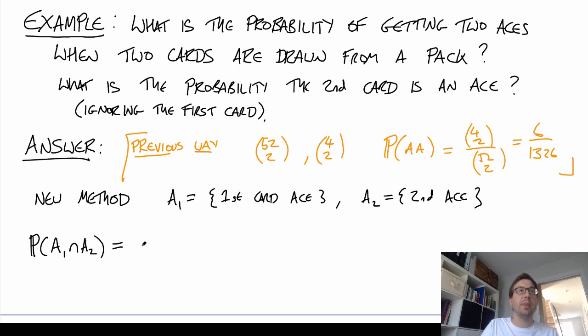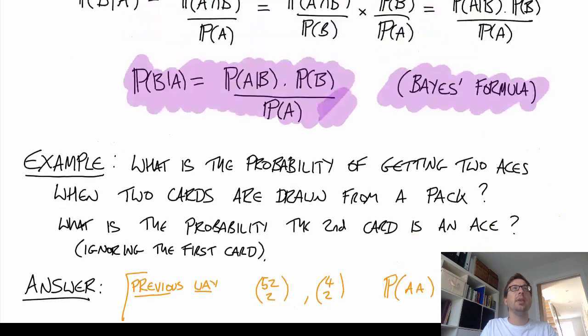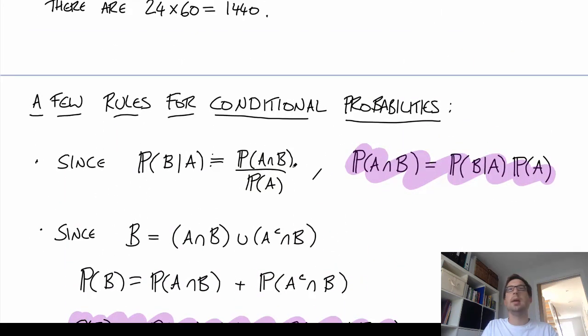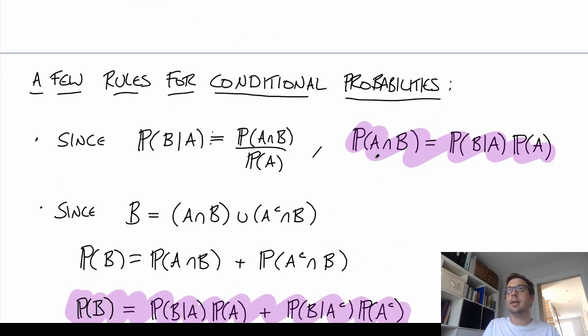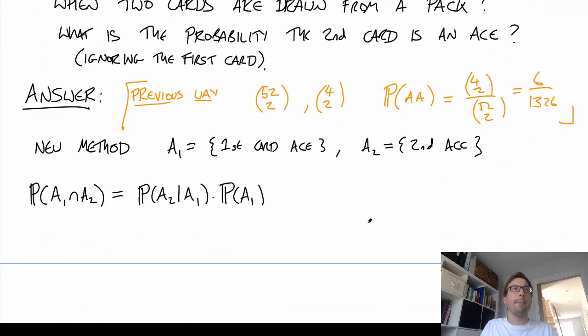We know from our probability rules up here that this is equal to the probability of A2 given A1 times the probability of A1. That's just one of our rules up here. And we can calculate both these terms, not too bad. For the probability of A1, there are 4 cards which are an ace out of 52.